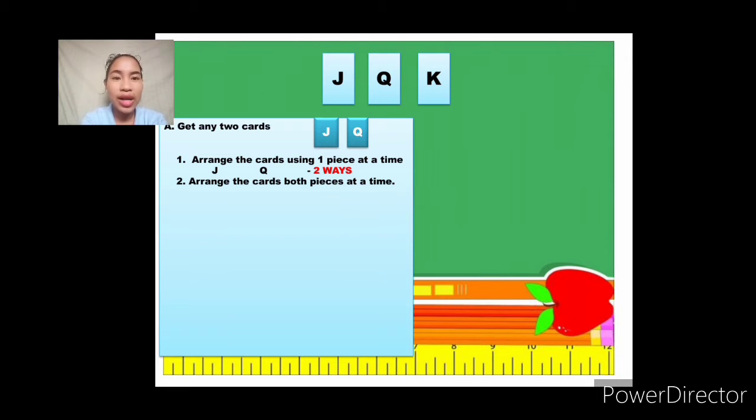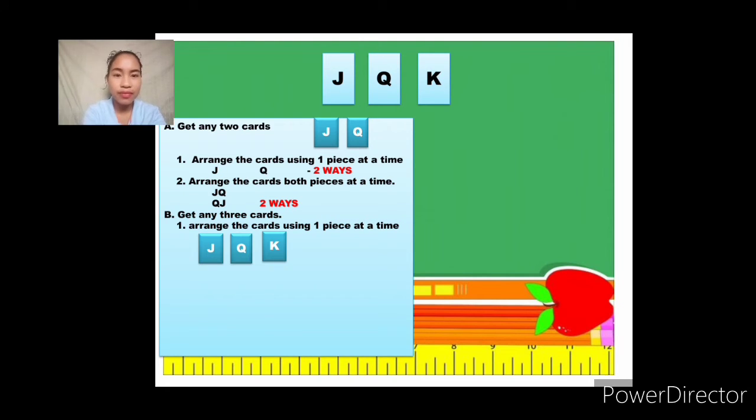Next, arrange the cards both pieces at a time. So let us list all the possible arrangements. Okay, so we have JQ and QJ. So how many possible arrangements again? Okay, so we have 2 possible arrangements. Next, get any 3 cards. So we have Jack, Queen, and King. So arrange the cards using one piece at a time. We have Jack, Queen, and King. How many possible arrangements again? So we have 3 possible arrangements.